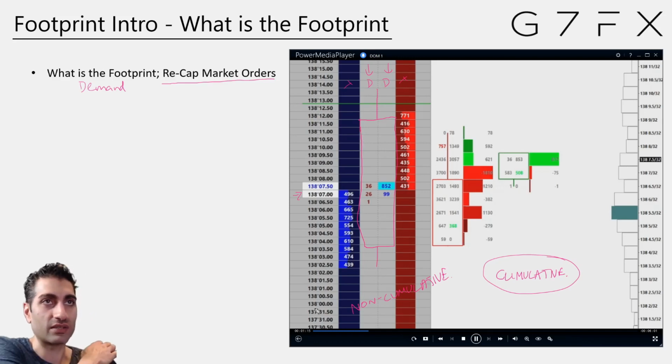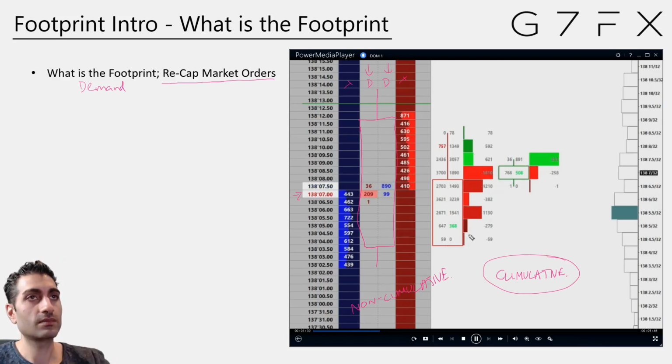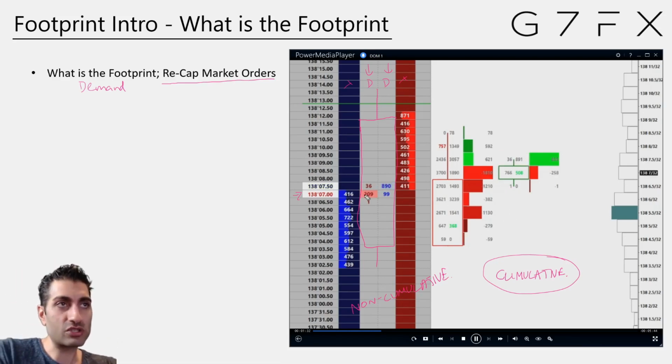A very badly drawn candle, apologise, but okay, so you see the 36 here, 36 there. It's exactly the same. We've traded 858 plus the 1 that was already there, 859. You see, even though this is trading now 209, I actually know we've traded 700, 800, 900, because it's cumulative. It's adding everything we've traded there since the last time we went there.